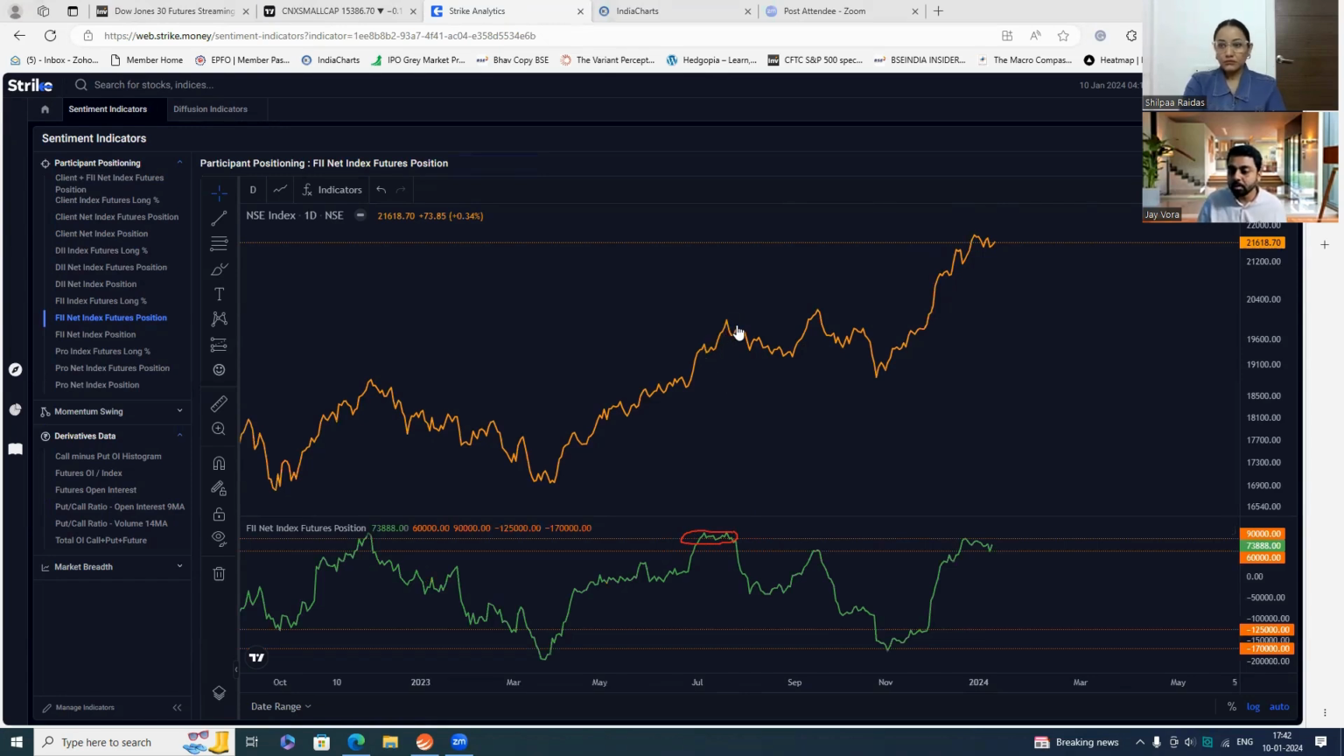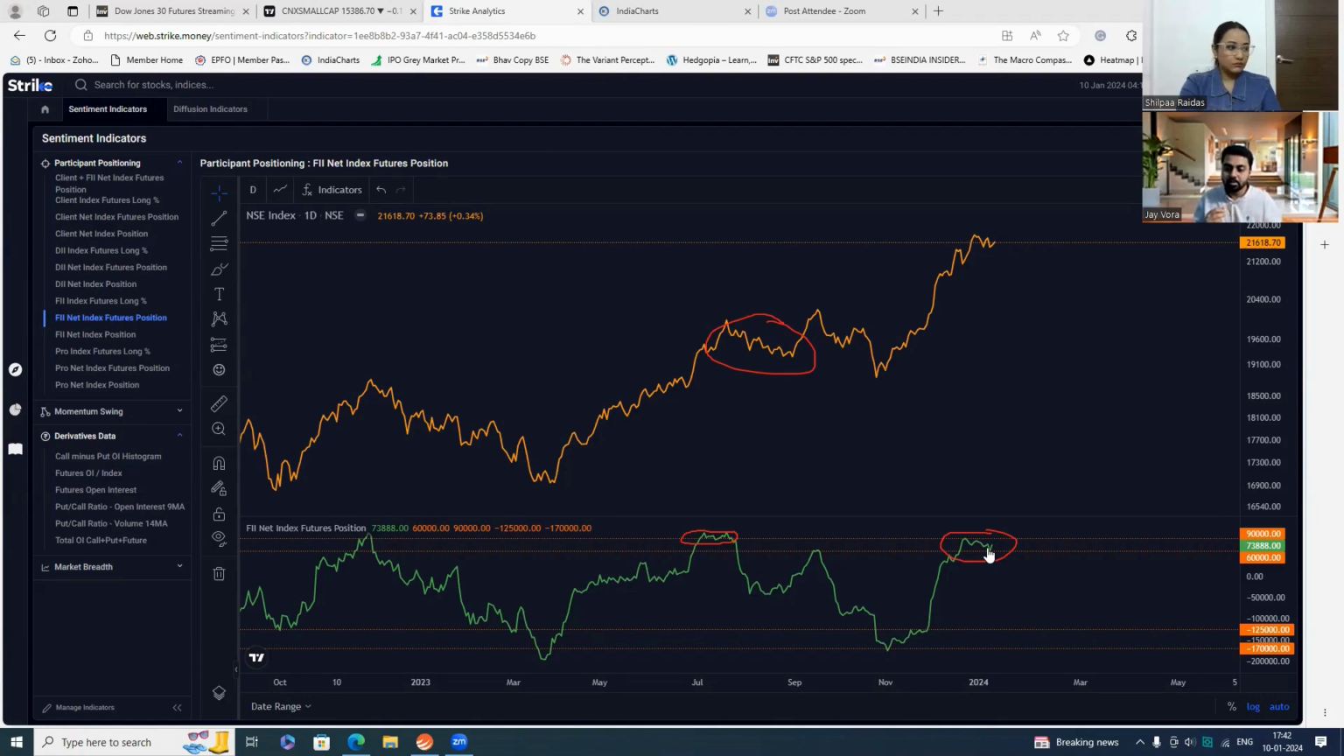It doesn't always work like that. Eventually, what you ended up seeing was a correction over here. Now, something similar is happening over here, where the FII positioning is sustaining at the higher levels. But like I showed you the internals of the world market as well, that is not great.